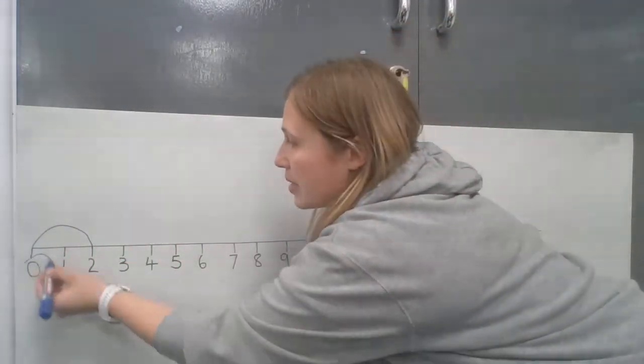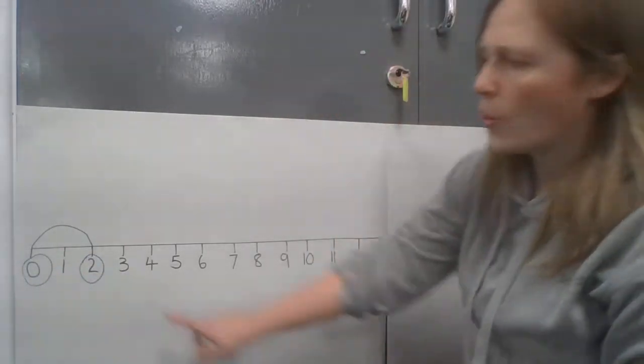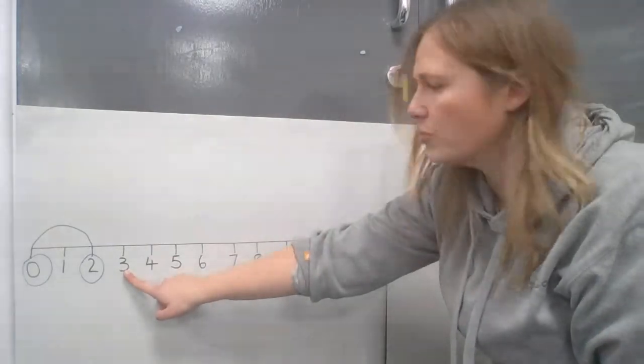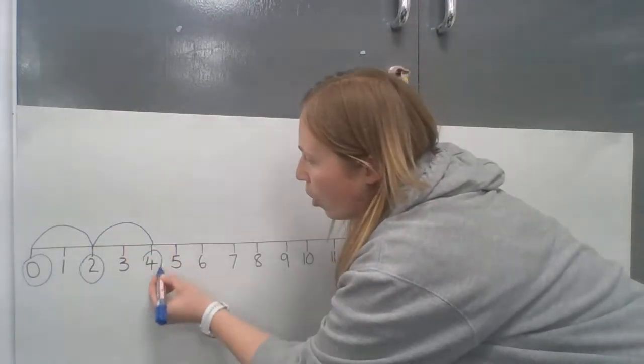Oh, so 0 is an even number. 2 is an even number. Well, I can't count number 3 because that would be adding on one more, but I need to add on 2 more. So 1, 2. Oh, look, from 2 I have to jump to 4.